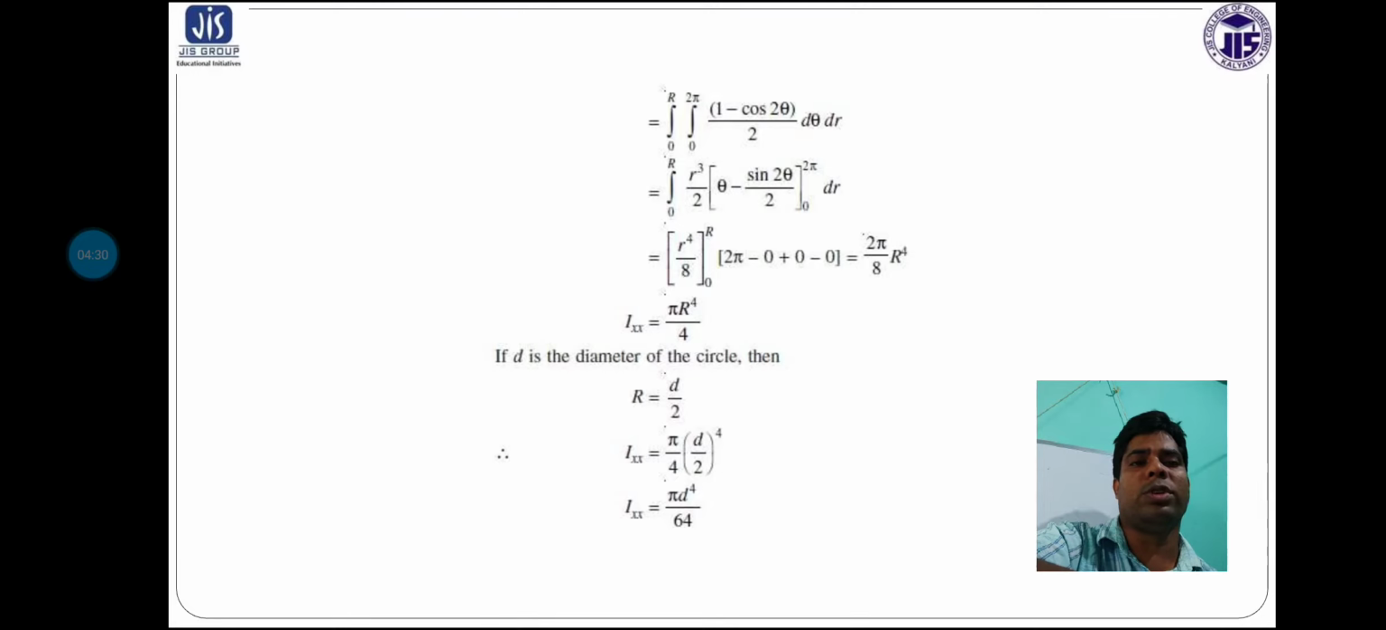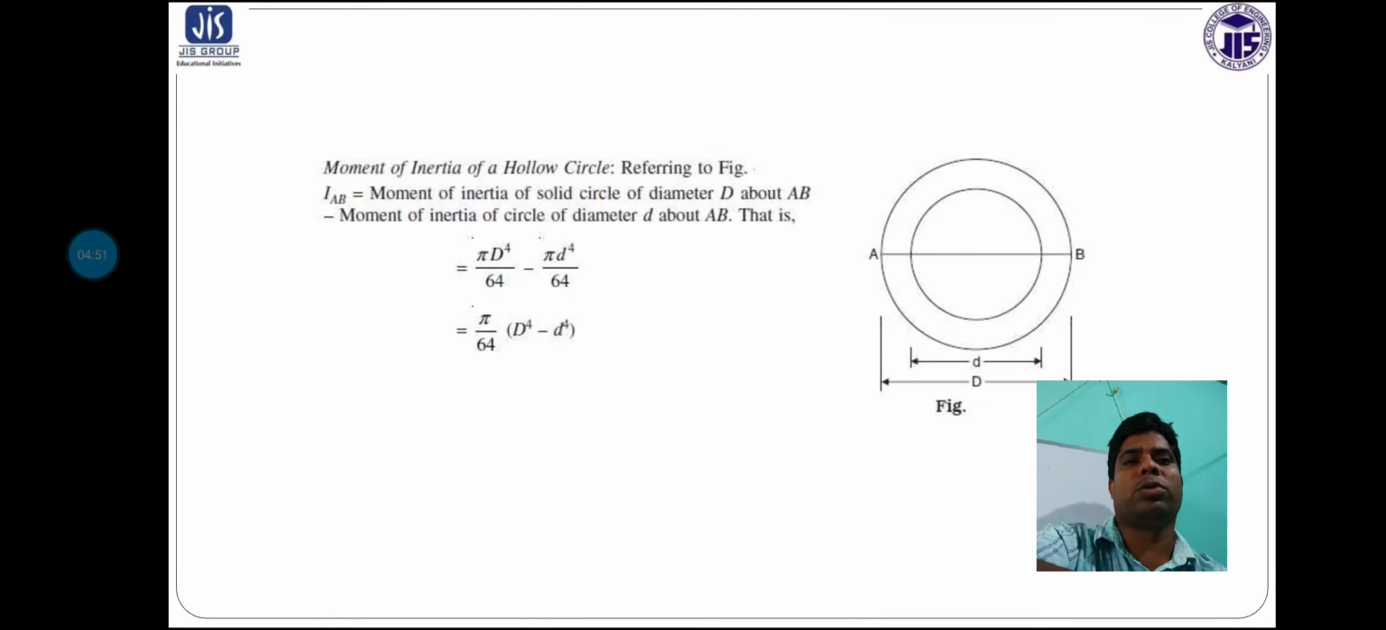If d is the diameter of the circle, then r is equal to d by 2, and Ixx is equal to pi by 4 into (d by 2) to the power 4. So Ixx is equal to pi d to the power 4 by 64.